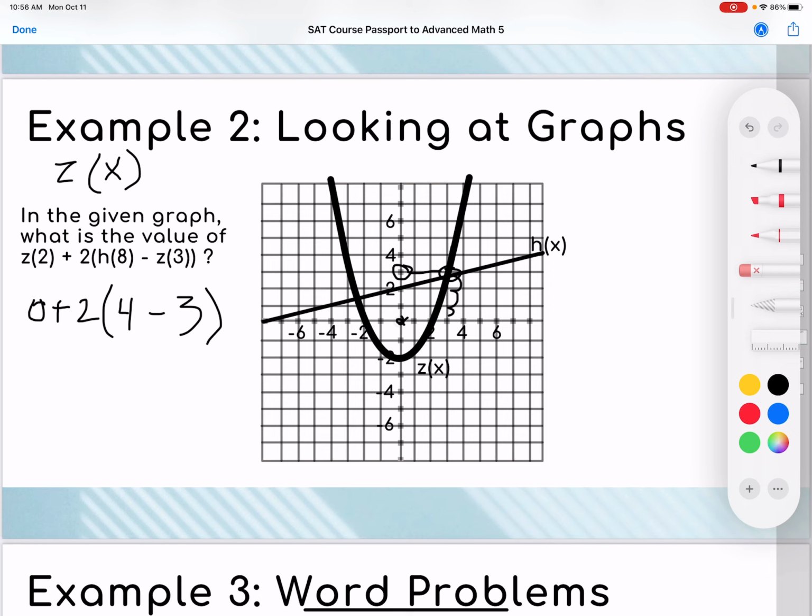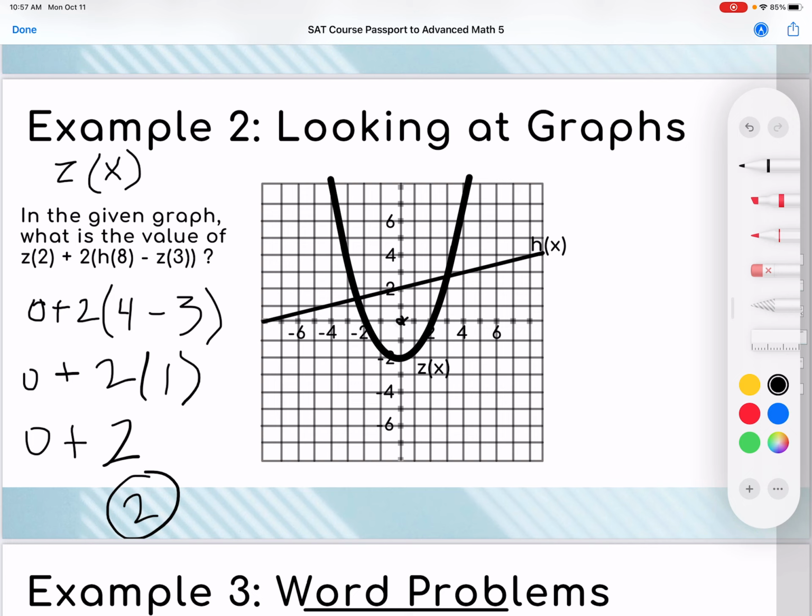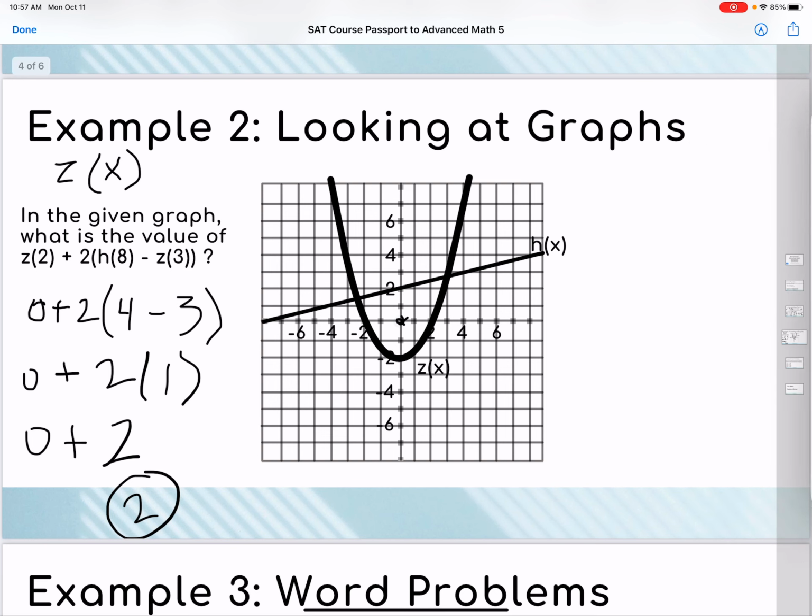All right, so now it looks like we have everything we need, right? So now we have 0 plus 2. And then inside the parentheses is 4 minus 3, which would be 1. So 0 plus 2 times 1, which is 2. And the answer to this entire thing would be 2. So again, using function notation there, we were given 3 different x values within the given functions, and we solved for the corresponding y values, and then combined them how we were supposed to according to the problem, and got a final value of 2.